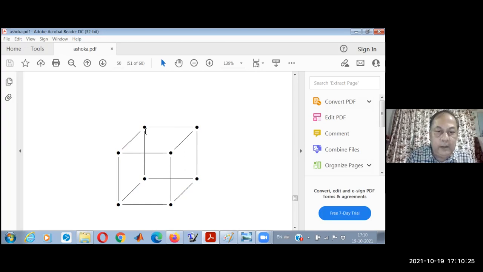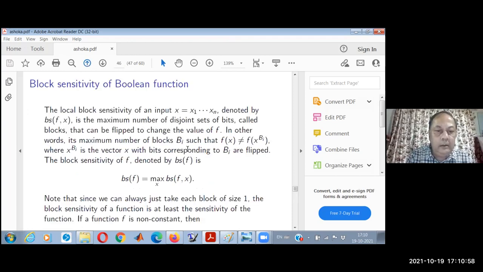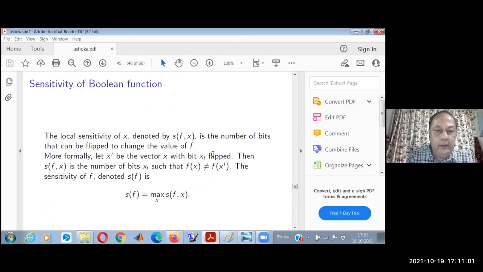If you have a Boolean function, look at one vertex and see what happens when you go to a neighbor. Neighbor means you are just flipping one coordinate and seeing whether the value changes. Suppose it changes here, it changes here, but it doesn't change there. When you flip one coordinate, it changes, another coordinate changes, but not here. Then we say that the local sensitivity is 2. And that is the definition of the usual sensitivity. Then the global sensitivity, or the sensitivity of the function, is the maximum of the local sensitivity.